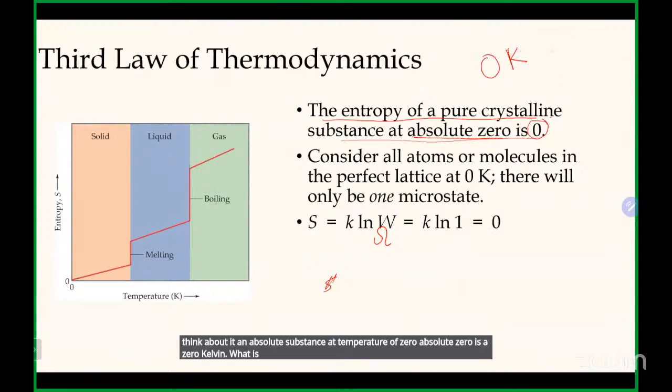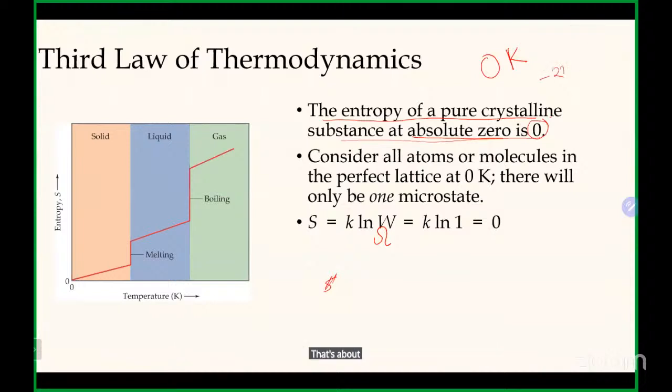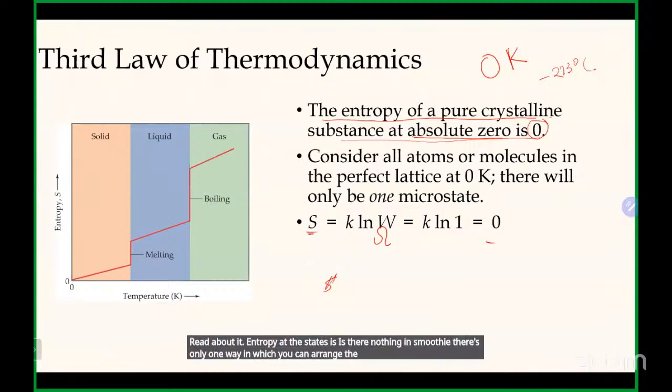What is 0 Kelvin in Celsius? That's about -273. Exactly. So at that temperature, nothing is moving. Absolute zero. If you want to read about absolute zero, you can read about it. Entropy at that state is zero. Nothing is moving. There's only one way in which you can arrange the system if you consider it from the point of view of microstates, and if you consider it from the point of view of molecular motions, nothing is moving. So entropy is zero at that point.